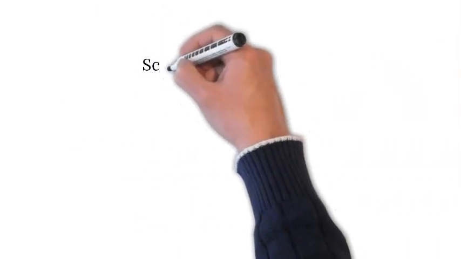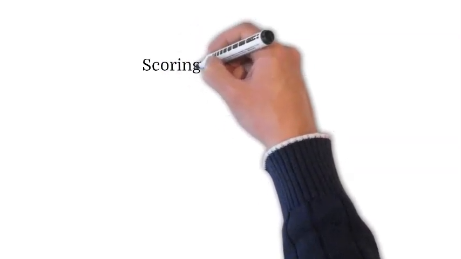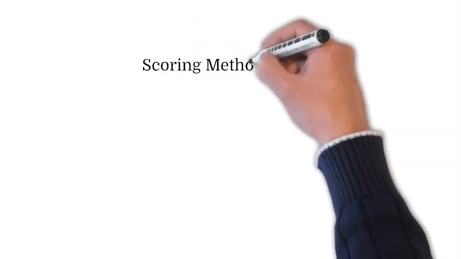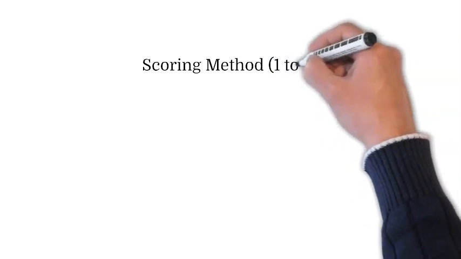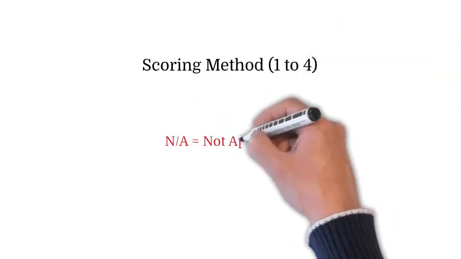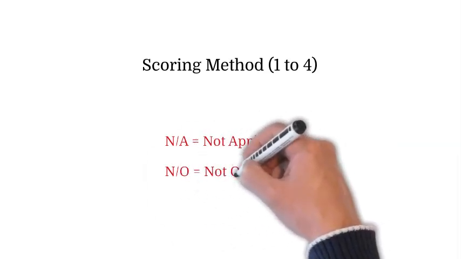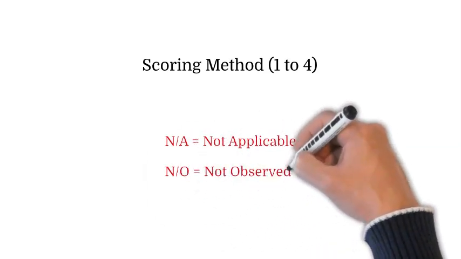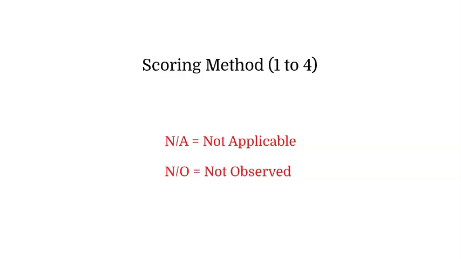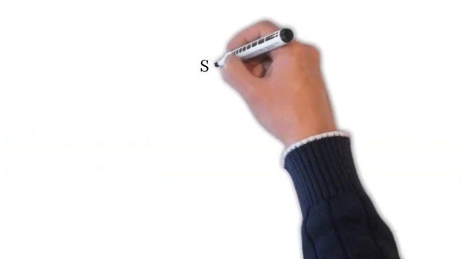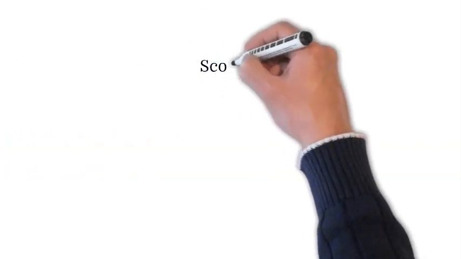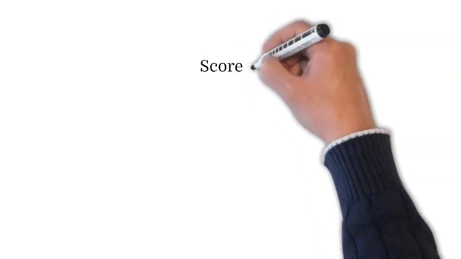If an objective is not applicable to this clinical setting, score the objective as NA for not applicable. If an objective is not observed during this clinical rotation, to the extent that a rating is appropriate, score the objective as NO for not observed. Now, we will look at the 1 to 4 ordinal scale, used to score the student's performance.